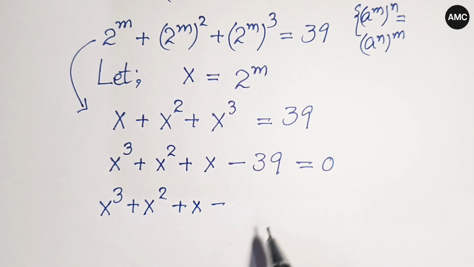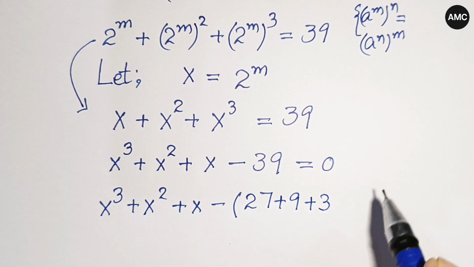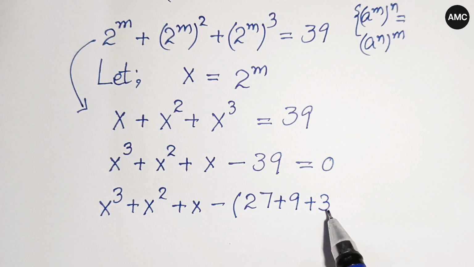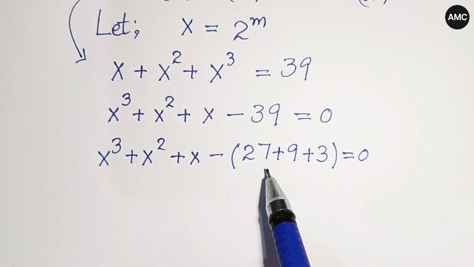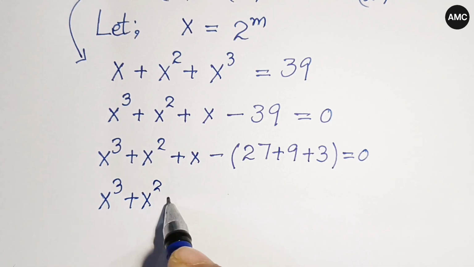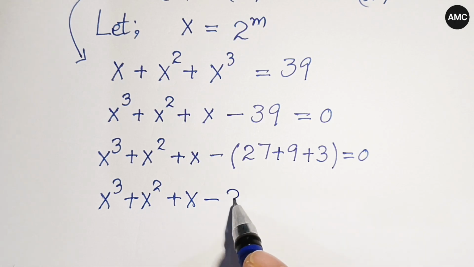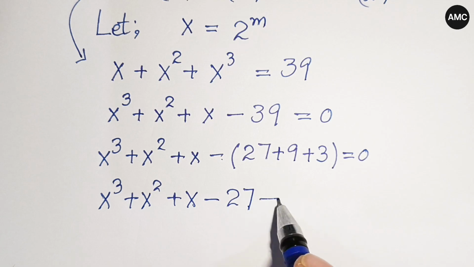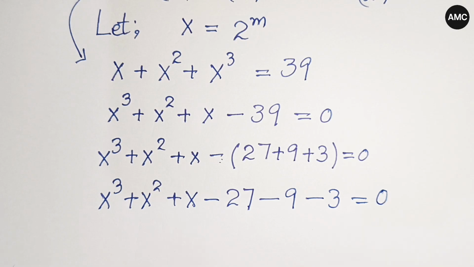Minus 39 can also be written as minus 27 minus 9 and minus 3. So 27 plus 9 is 36 plus 3 is 39. We have just factorized this 39 into 27 plus 9 plus 3. Now x cubed plus x squared plus x, applying this negative sign into the parentheses, we will get minus 27, minus times plus is minus 9, minus times plus is minus 3, is equal to 0.